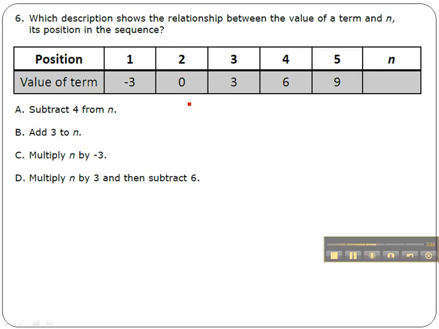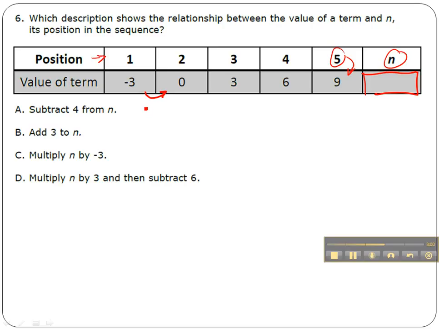Problem 6. Which description shows the relationship between the value of a term and n, its position in the sequence? The n numbers, the position numbers, are in the top row. The terms are in the bottom row. We're trying to find the rule that works to get from any n to the term. So there are two ways to do this. The first way would just be to build up the rule on our own, see how this is changing, to see whether it's an arithmetic sequence.